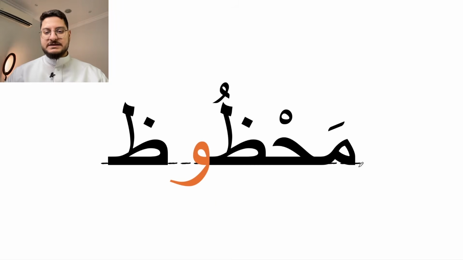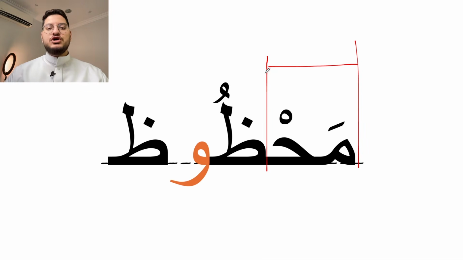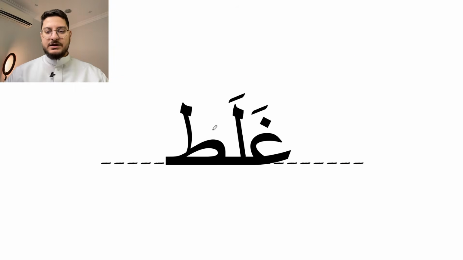Next one, I see two vowels, so we have two syllables again. The first syllable is mah. We have the wave with no dots. Mah, and then dhoot. Mahdhoot, and mahdhoot means lucky. Next one, I see two syllables.